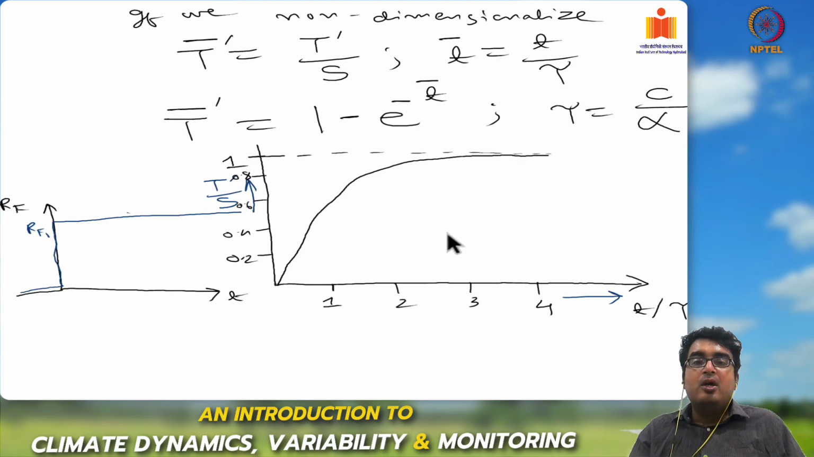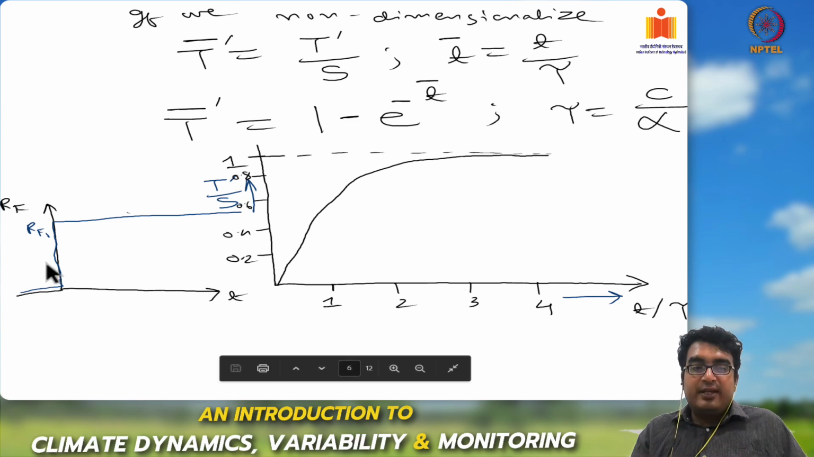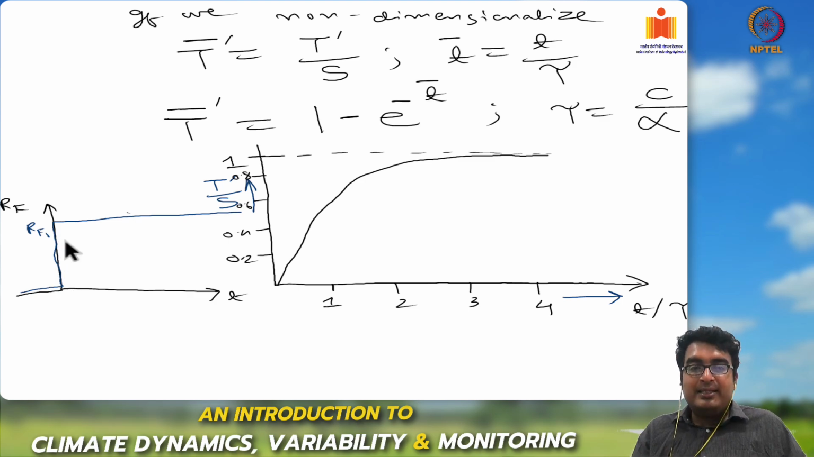Alright. So then how does the plot look like? So it's easier to plot all of this in non-dimensional format. So the radiative forcing is very clear. You have 0 radiative forcing till t equal to 0, and exactly at t equal to 0 there is a sudden step function. It goes to Rf equals to Rf1 and it stays constant at that value.